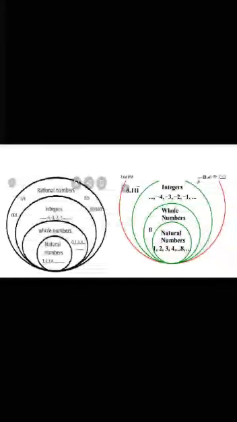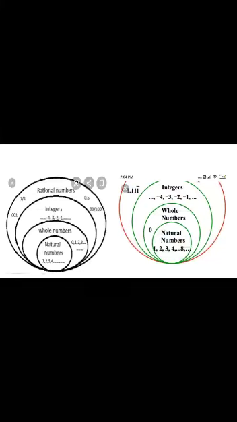Now see, this group of rational numbers includes all types of numbers mentioned here in this slide. See, rational numbers, integers, whole numbers, natural numbers. All integers, whole numbers, and natural numbers come under the rational numbers.